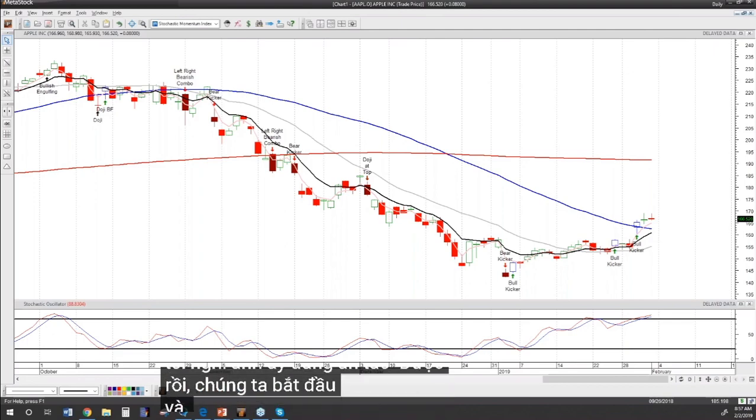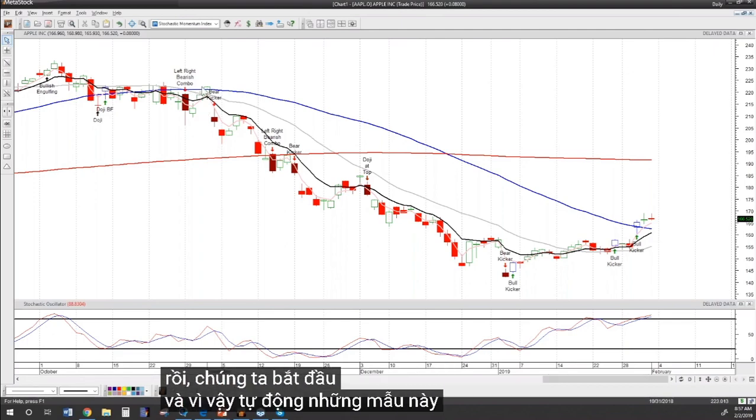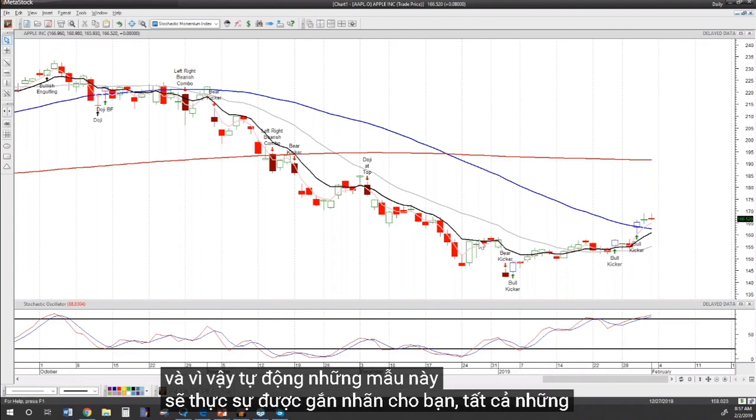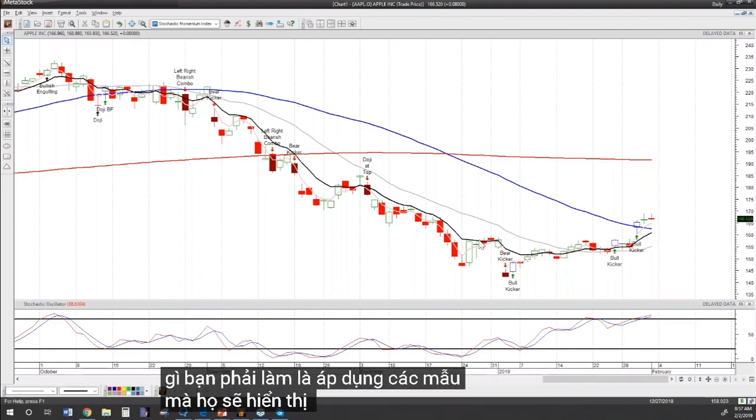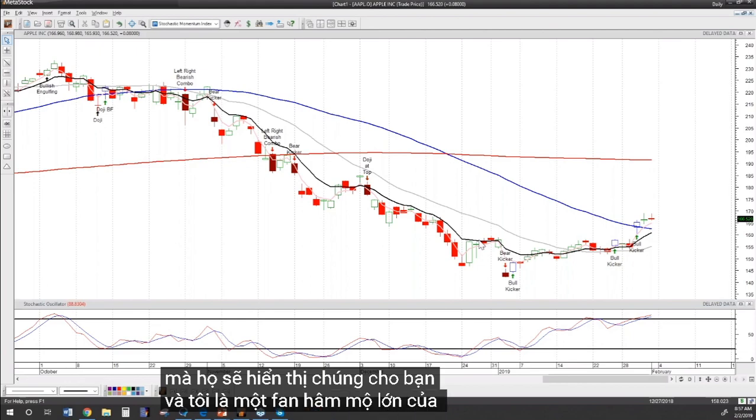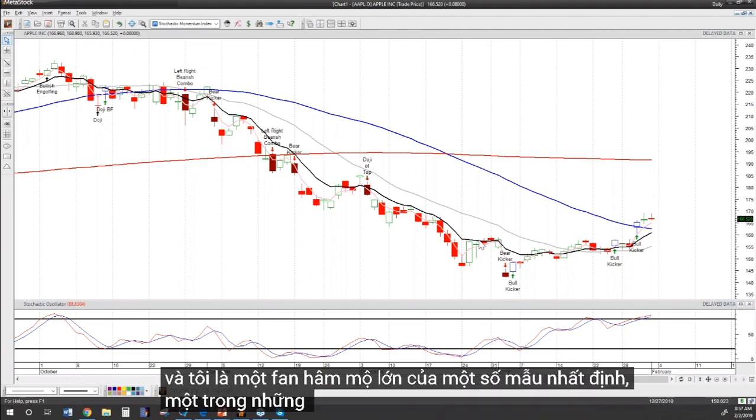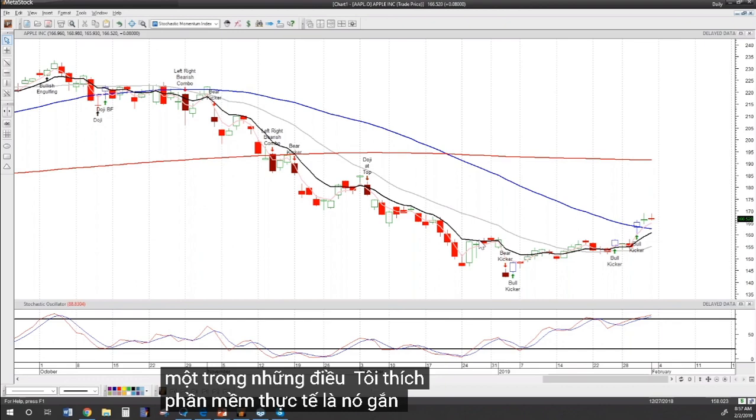Okay, there we go. And so automatically, these patterns are actually going to be labeled for you. All you have to do is apply the templates. They're going to show them off for you. And I'm a big fan of certain patterns. One of the things I like about the actual software is it labels them for you.